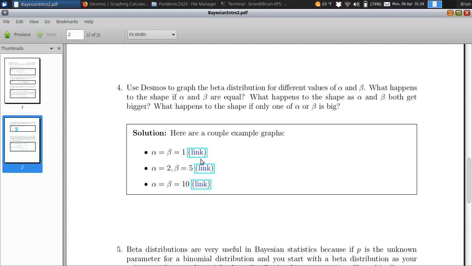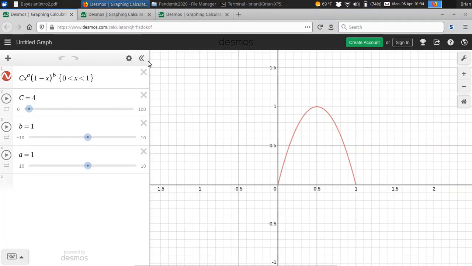Here are some different example graphs of different beta distributions for different alphas. I've pulled all of these up in Desmos so you can take a look at them. When alpha and beta are both 1, the beta distribution is just sort of a simple parabola-looking thing, right? The most likely value of p, the unknown p, would be 0.5. It's the highest likelihood. But the integral of this is 1, so it makes a probability distribution.